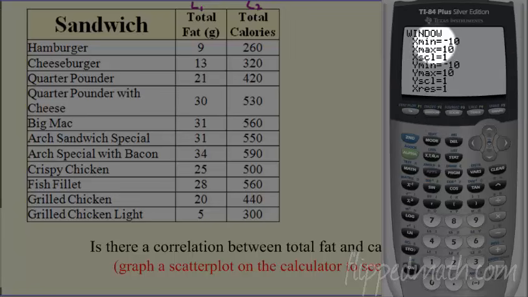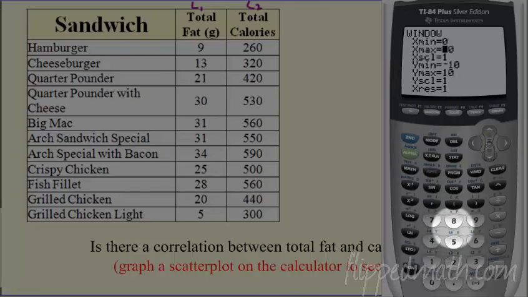So think about what is x. X is L1, so that is total fat grams. So look at your fat grams. I know the lowest up there looks like it's 5, the grilled chicken light. But I'm going to say 0. The minimum possible is 0. You could have no fat, let's say. Maybe you had air for breakfast or something, an air sandwich.